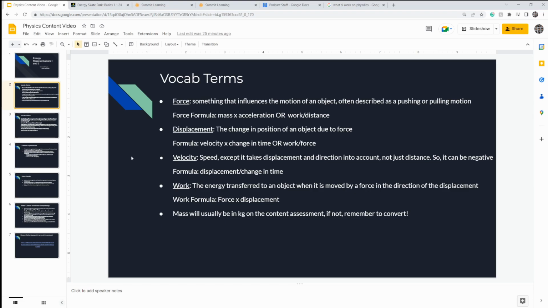So that's why for force and displacement, I have two formulas, because depending on what information you're given, you're going to want to use different equations to get a certain something. Like, if you're given the value for work and the value for distance, and you're trying to figure out force, you would do work divided by distance. If you're given the value for work and the value for force, and you're trying to find displacement, you would do work divided by force. And then finally, if you're given the value for force and displacement, and you're trying to find work, you would do force times displacement to get your work value.